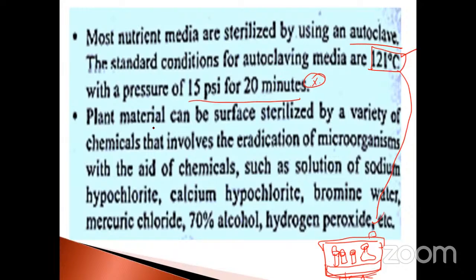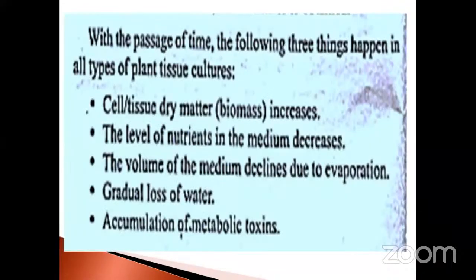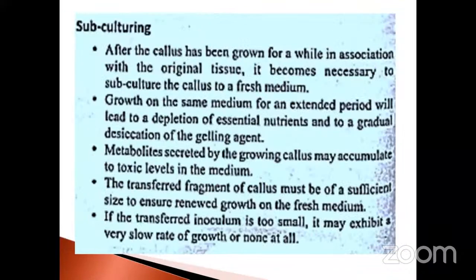Okay, my dear. And plant material can be surface sterilized by a variety of chemicals involved in the eradication of microorganisms, such as sodium hypochlorite solution, calcium hypochlorite, bromine water and mercuric chloride. Maximum they used mercuric chloride, 70% alcohol, hydrogen peroxide, etc. These are the chemicals used for the sterilization of plants. Okay, and callus culture is there, and how it will be subcultured.